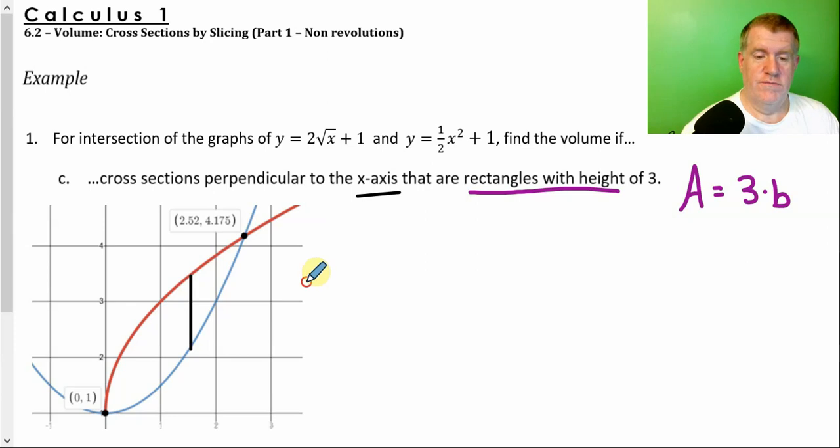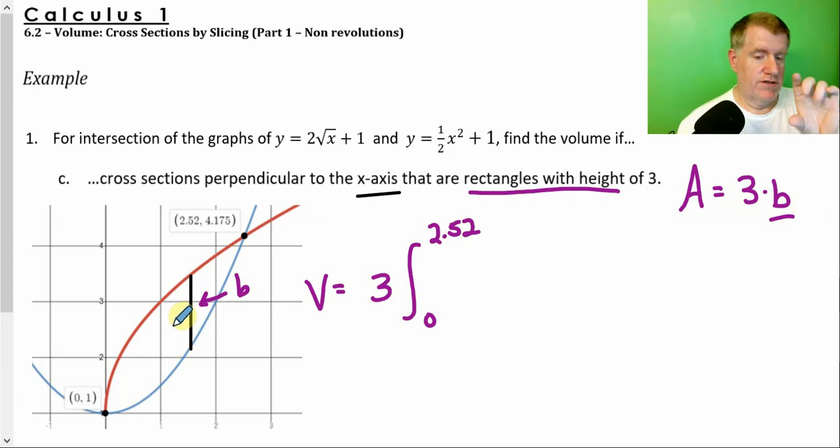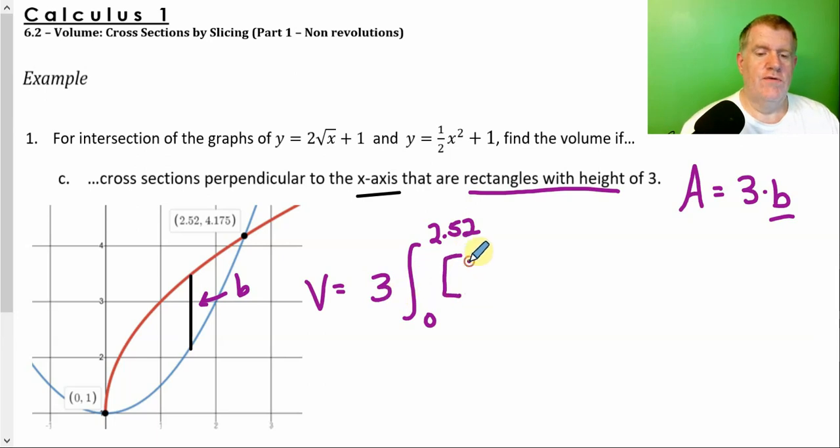So the volume would be the integral, well, 3 is your constant, we'll pull the 3 out. The integral from 0 to 2.52 of the expression for the base. Well, remember, that's the expression for the base. We've built a rectangle on top of this. It has that as a base, and it's 3 units tall. You can't see it because it comes right out at you, but it's 3 units tall. So there's your 3 units tall, and your base is just going to be the same old thing. It's the distance between those two graphs.